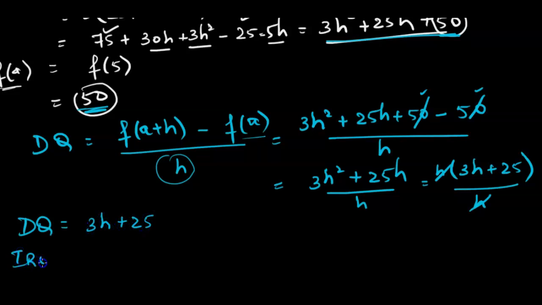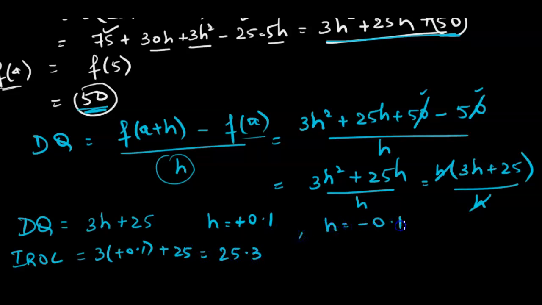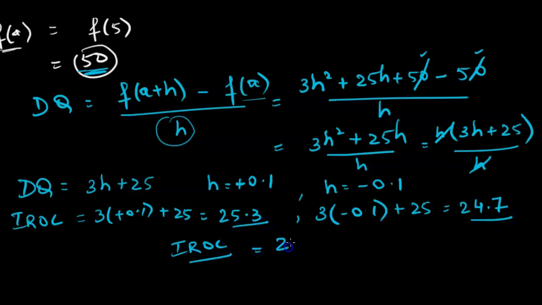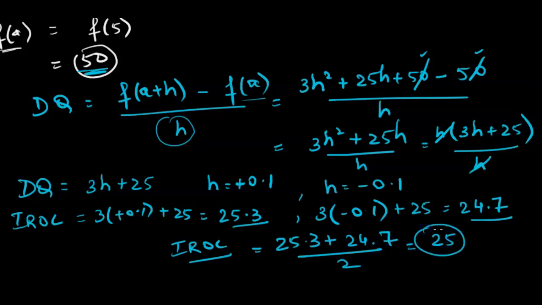To find IROC, we would consider h equal to positive 0.1 and solve for it, which is going to be equal to 25.3. And then we would consider h equal to negative 0.1, and that would be equal to negative 0.1 plus 25, which is 24.7. The final IROC is the average of these two values, which is 25.3 plus 24.7 divided by 2, and that is equal to 25 meters per second. This is how we get IROC using the DQ method.